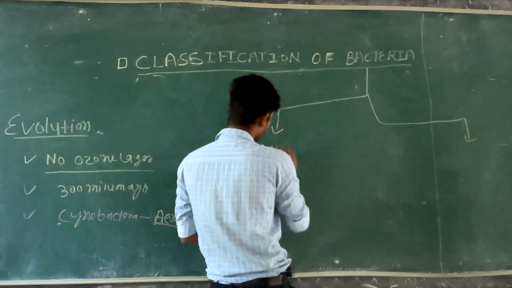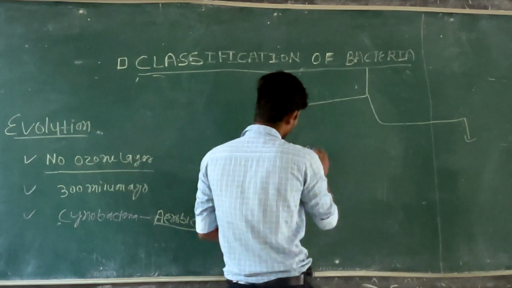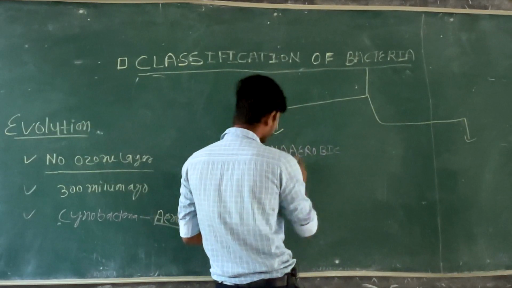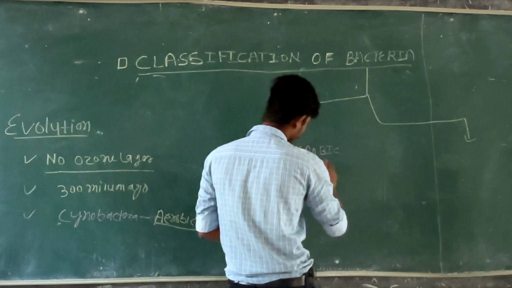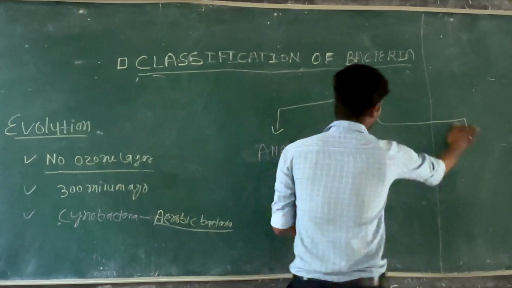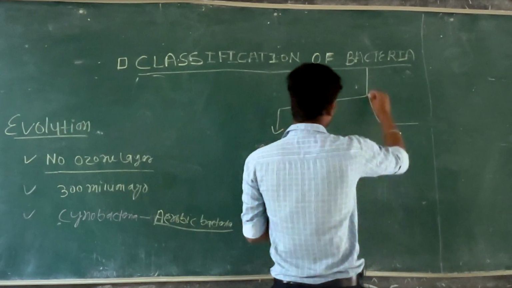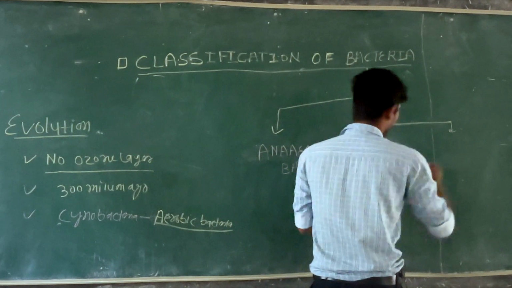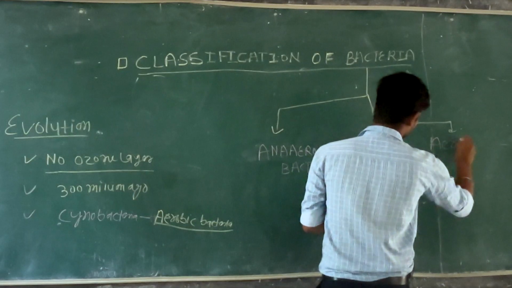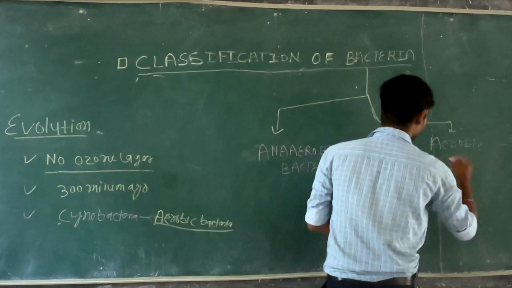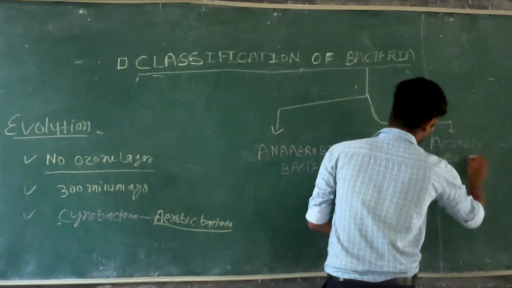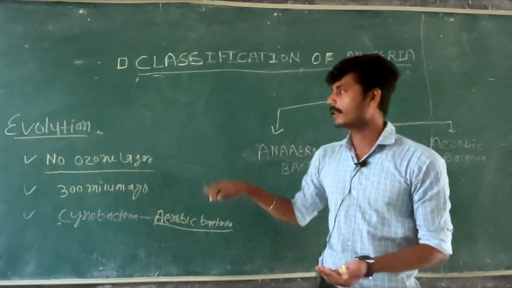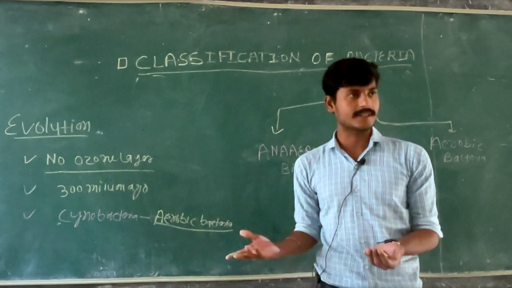So anaerobic bacteria, and there is aerobic bacteria. So first anaerobic bacteria came, and they were using other gases, not oxygen.